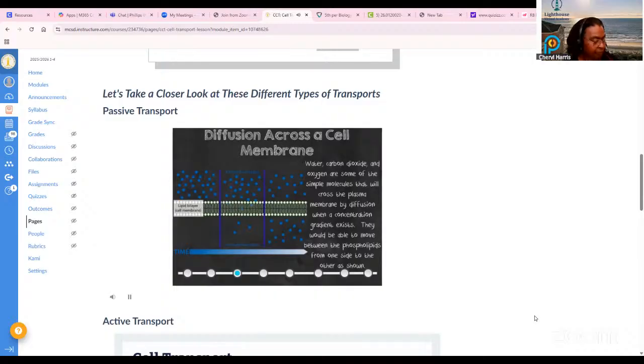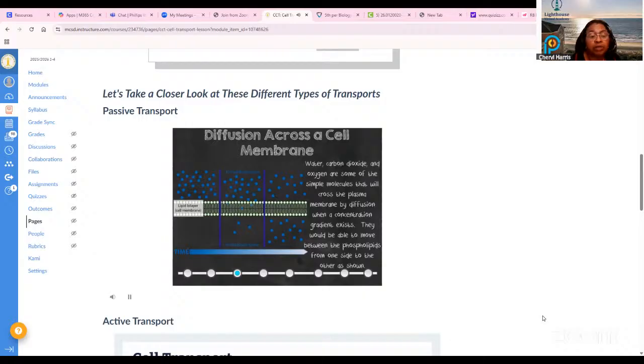Diffusion across a cell membrane. Water, carbon dioxide, and oxygen are some of the simple molecules that will cross the plasma membrane by diffusion when a concentration gradient exists. They would be able to move between the phospholipids from one side to the other, as shown in the picture. The majority of the molecules move from higher to lower concentration, although there will be some that move from low to high. The overall or net movement is thus from high to low concentration. Eventually, if no energy is put into the system, the molecules will reach a state of equilibrium where they will be distributed equally throughout the system. Molecular movement is still occurring even at equilibrium.